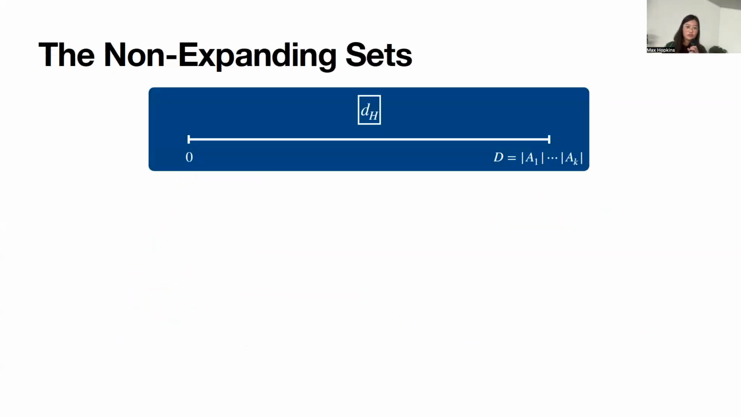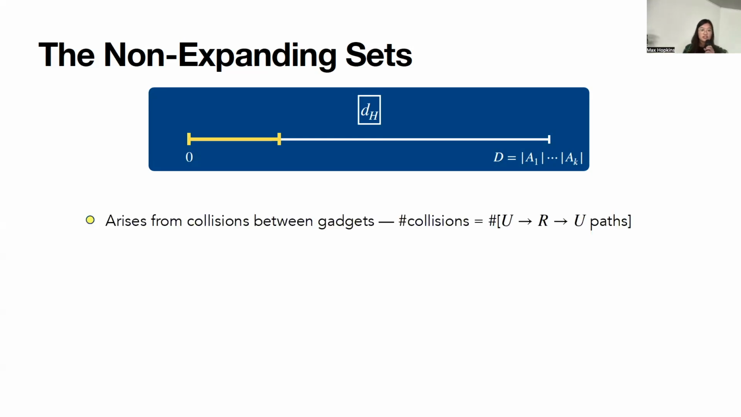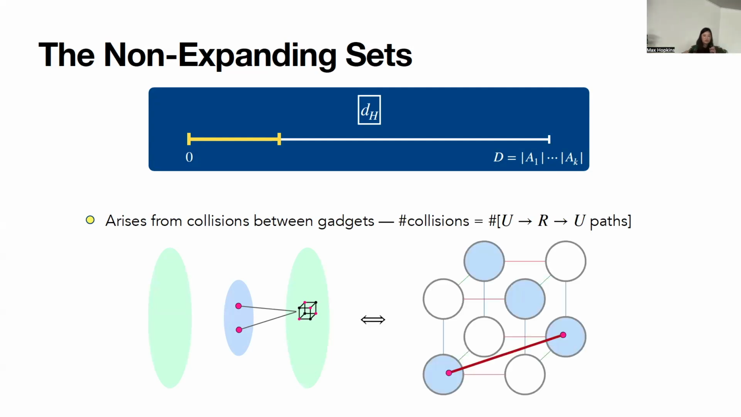Okay. So let's return, now that we know what edge density and tetrahedron density mean. Let's go back to the non-expanding sets, and let me try to tell you why these are the right values to be looking at. So our first attack, the ones that arose from collisions between gadgets. We said in our earlier slide that the number of collisions that each vertex experiences is given by the U to R to U path. What is a U to R to U path? It's a path from a vertex to a cube containing it to another vertex in the cube. Let's draw it in the cube form. What this really means is you're going from a vertex to a cube back to a vertex, which is simply an edge within the simplicial version. So that's why this is still edge density.